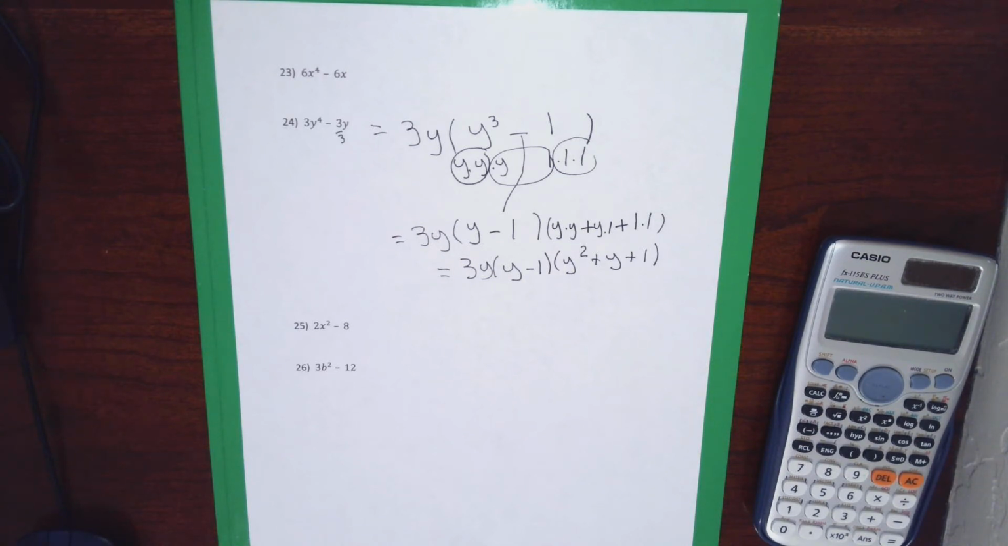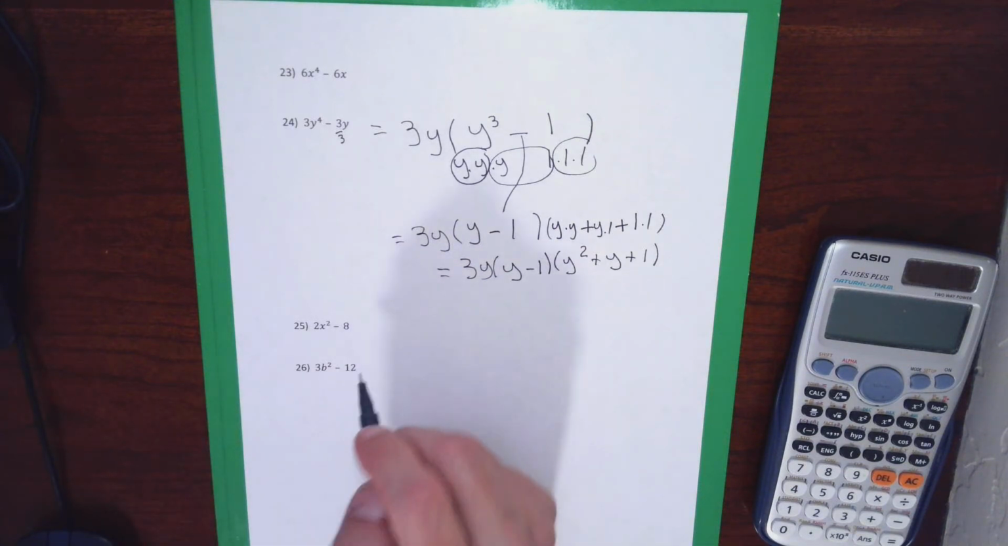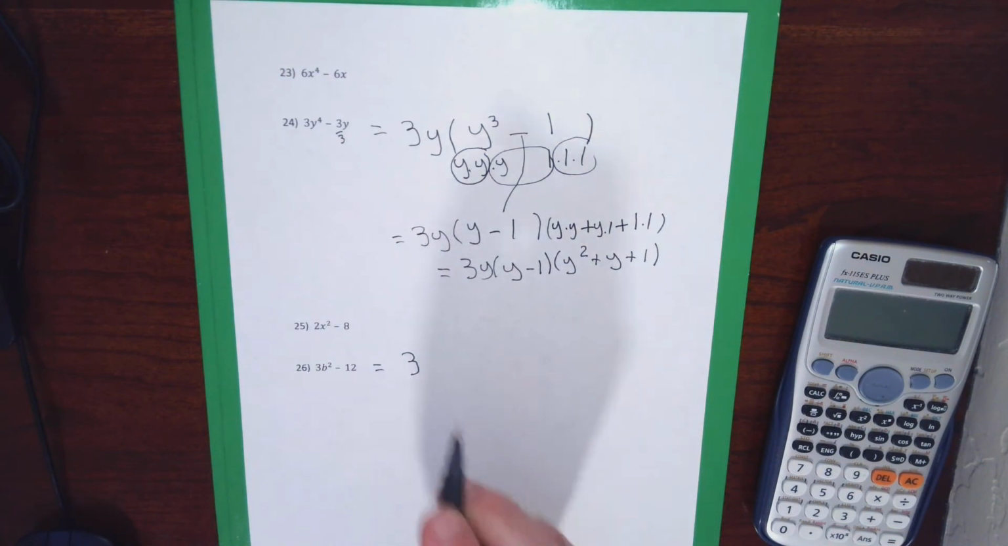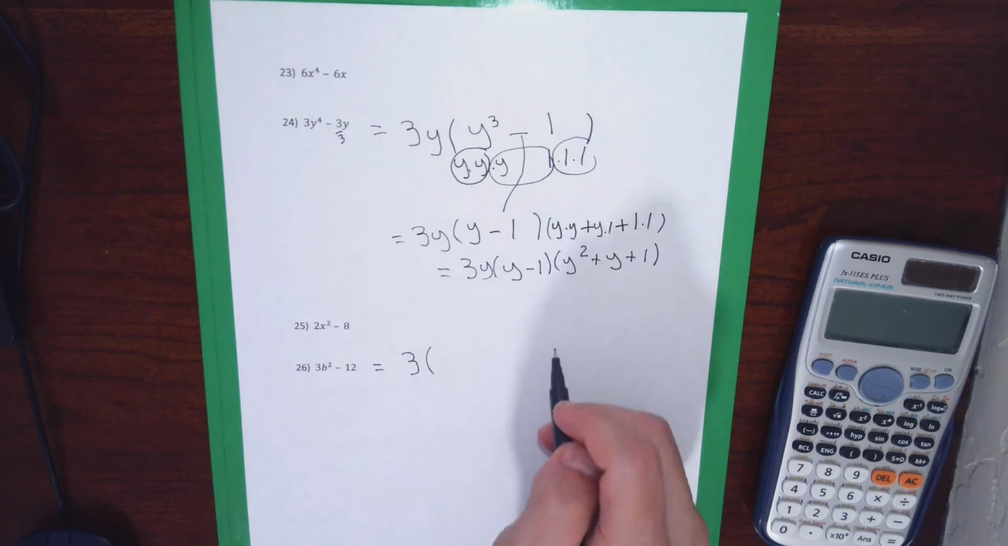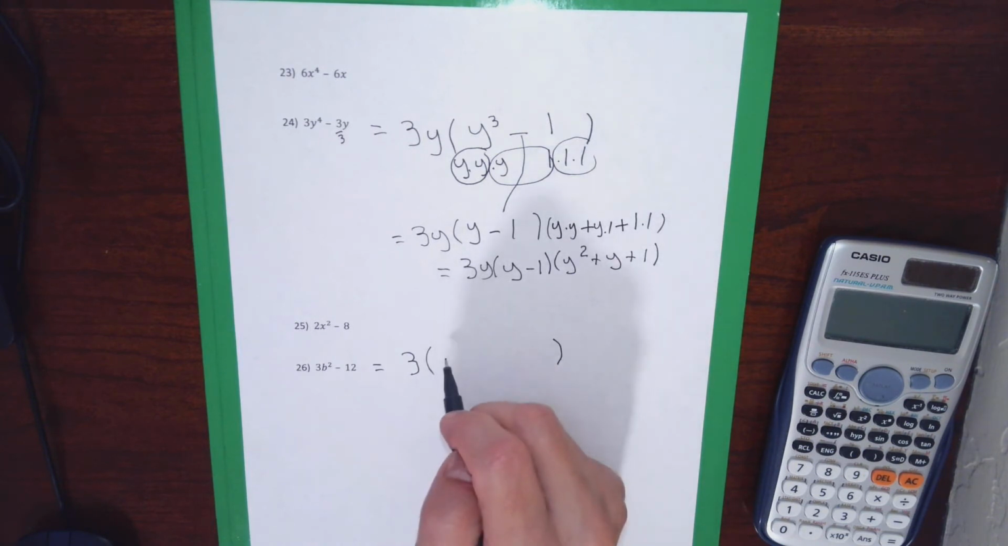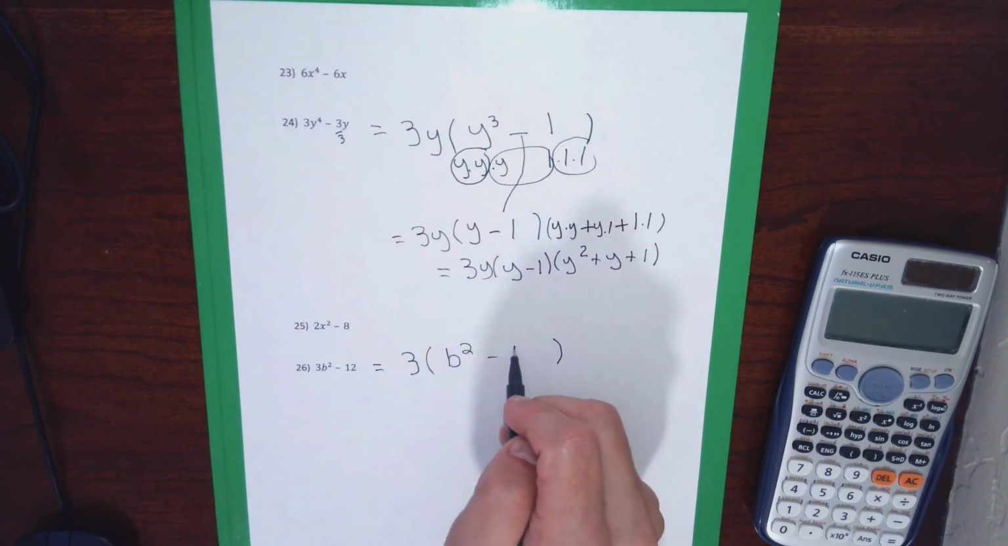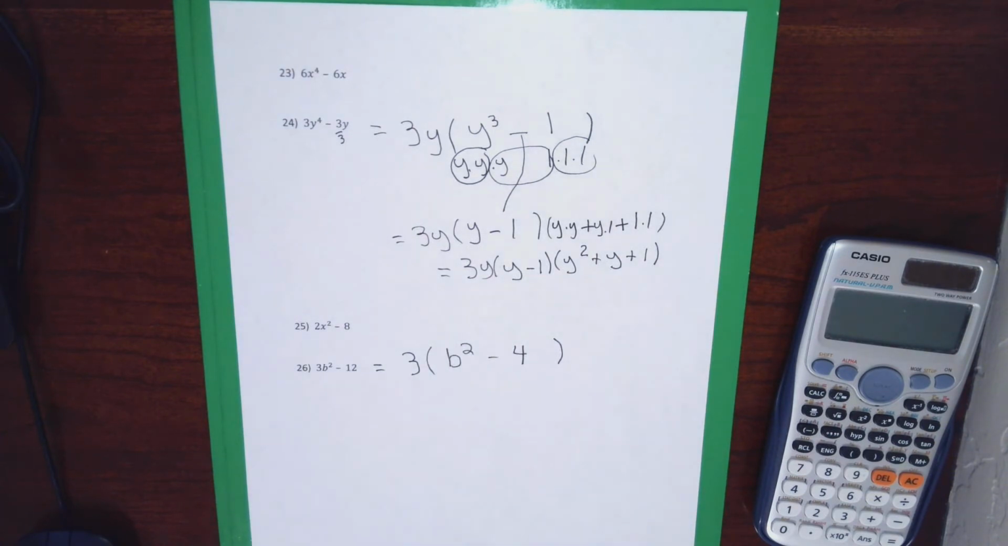Problems 25 and 26 also have common factors that if I don't factor them out, I can't tell the kind of problem that ultimately this is in terms of breaking it into 2 parentheses. In problem 26, my common factor is a 3 because 3 is the biggest number that divides evenly into 3 and 12. I don't get a b for my common factor because the 12 didn't have a b.